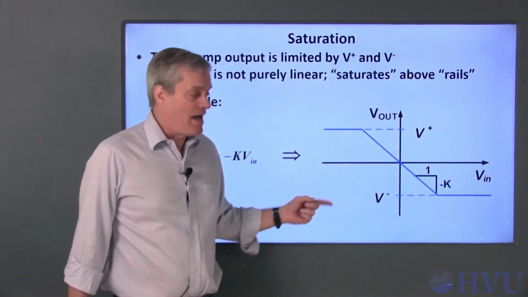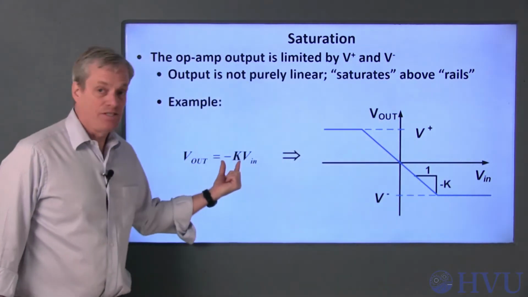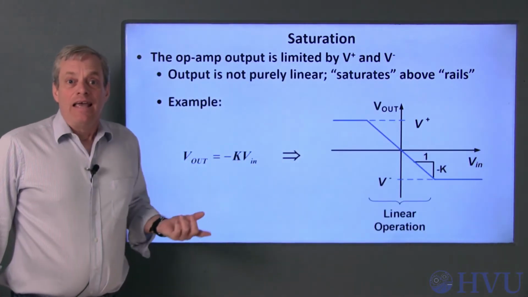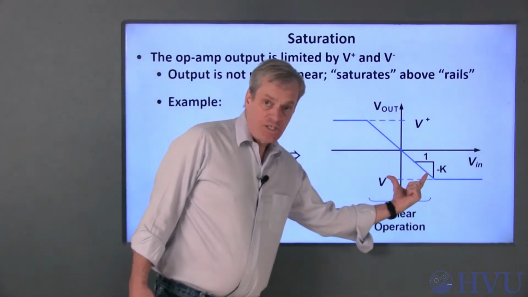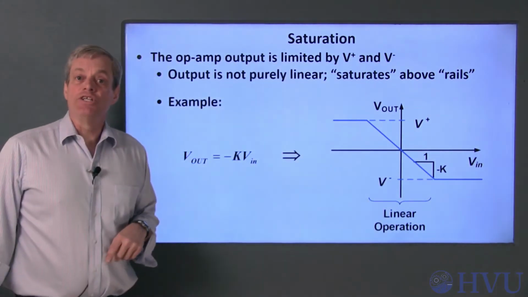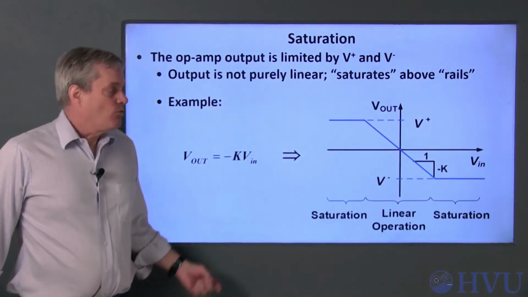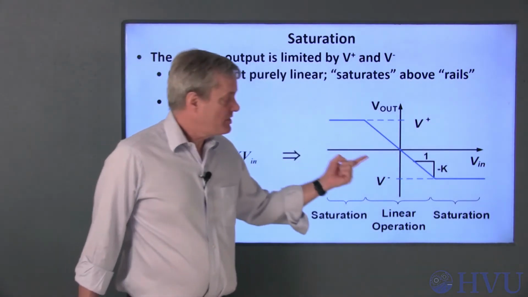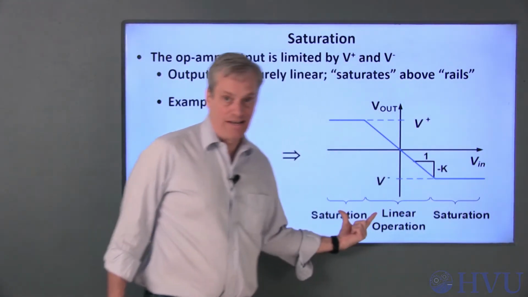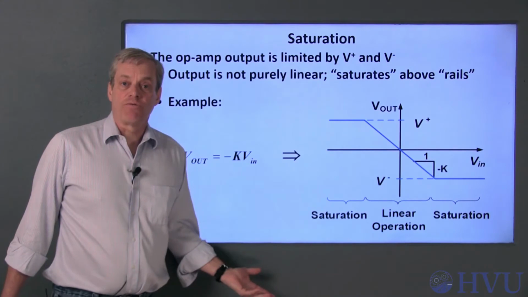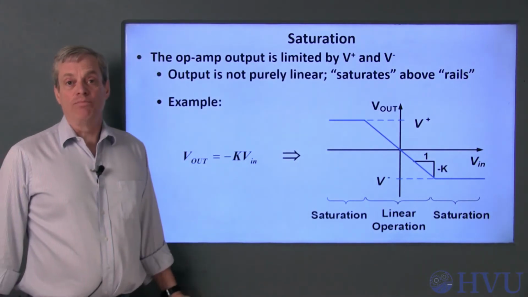The slope of the line in this range is just negative k. In this range, superposition holds and the system operation is linear. However, when saturation occurs, the system response is no longer linear. Changing the input in this range no longer changes the output.